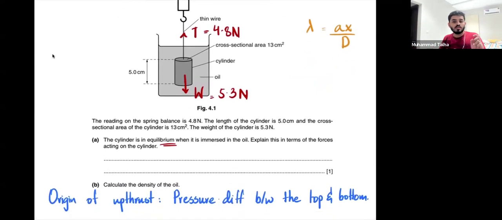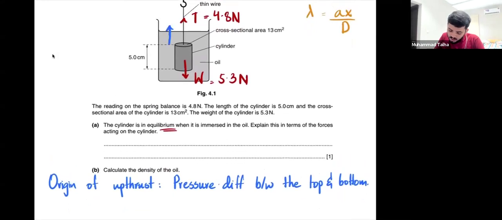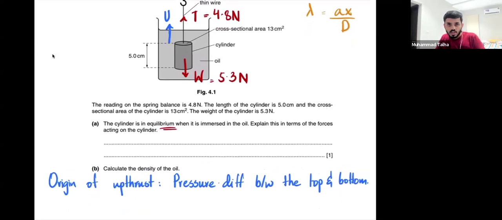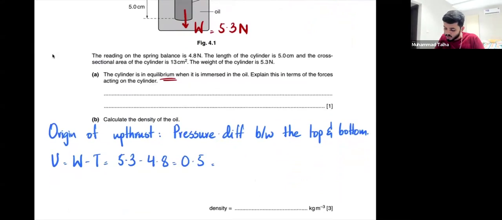And you know, because of the next part, that this is because of the upthrust. So here I would say that there's an upthrust. And again, as the word shows, upthrust is always upwards. So U here would really be W minus T. So 5.3 minus 4.8 is 0.5 Newton. And then you use rho g V.